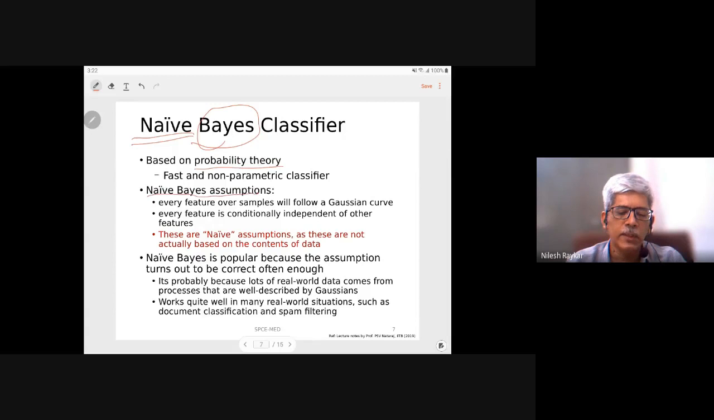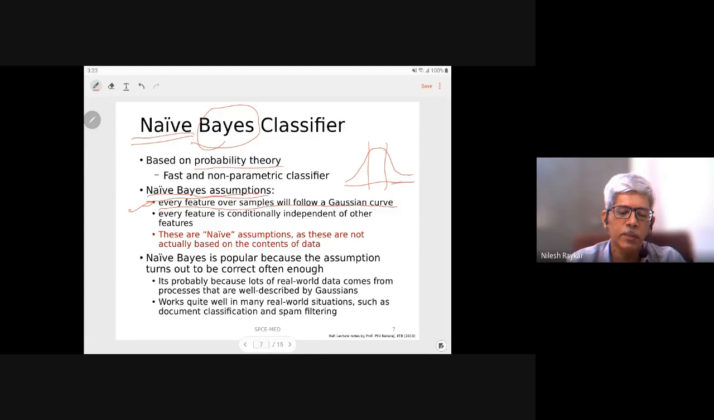The assumptions that this classifier makes are as follows. Every feature over the samples follows the Gaussian curve. So we are assuming that if you plot the possibility of a day being sunny, you will find that it follows a normal distribution, and out of a given number of days there is a fixed pattern in which the sunny days will vary with respect to non-sunny days. That is the normal distribution theory which you already know. That is one assumption which is true for many real life scenarios, so that is not much of a problem.